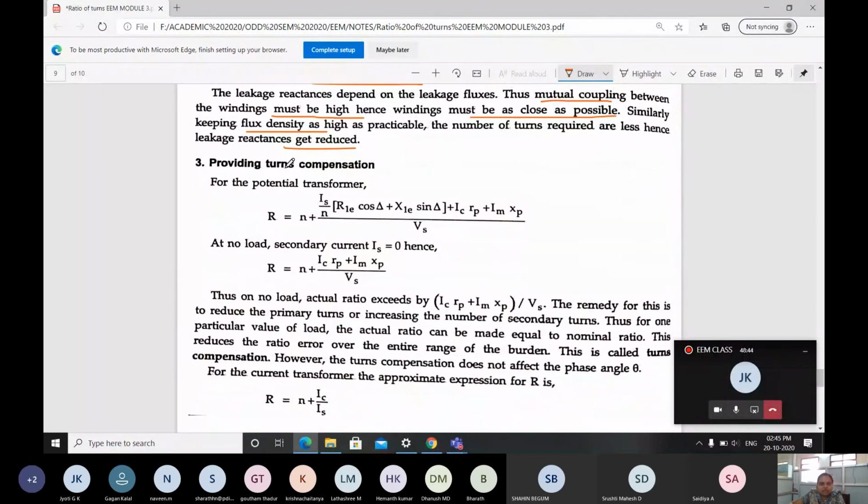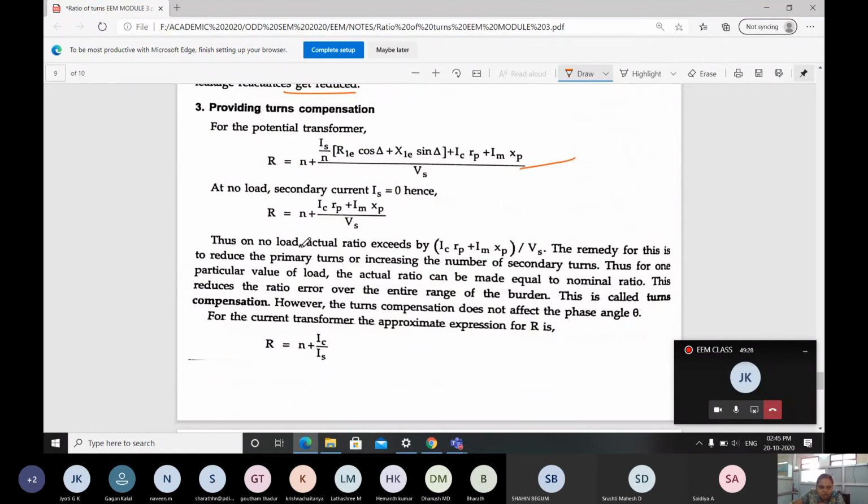Then next is providing the turns compensation. Turns compensation we can do for the potential transformers. R is taken as N plus Is divided by N into RLE cos delta plus XLE sin delta plus IC RP plus IM into XP, divided by Vs. Actually, these derivations are not there in your syllabus. You just go through these equations. At no load, secondary current Is is going to be 0. Therefore, R equals N plus IC into RP plus IM into XP divided by Vs.